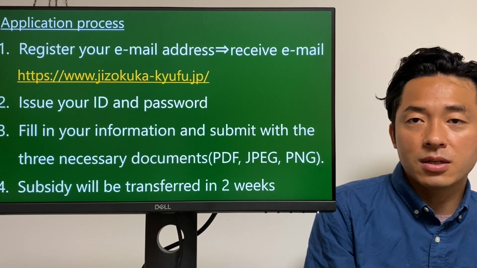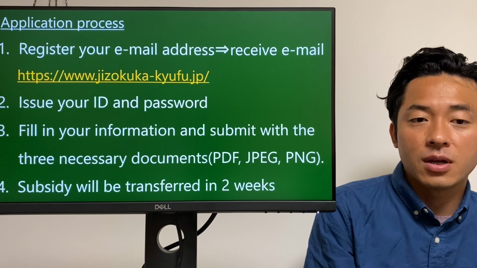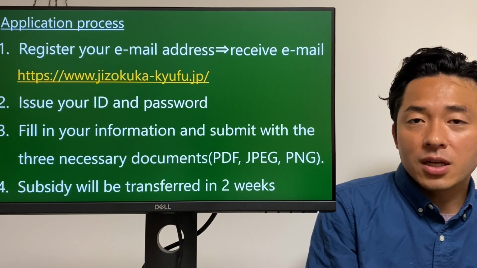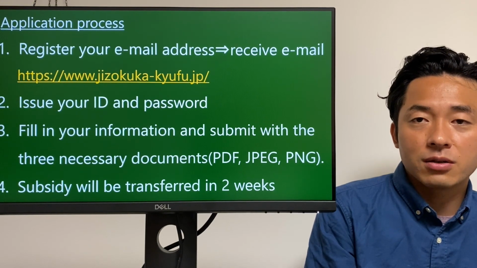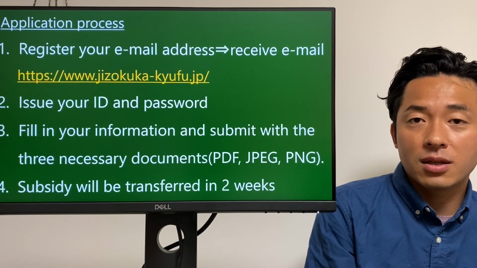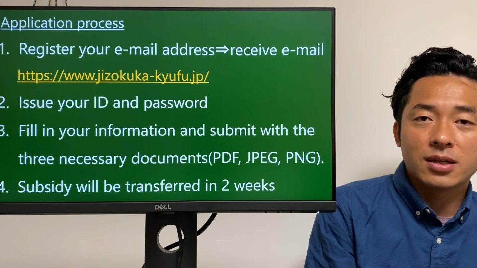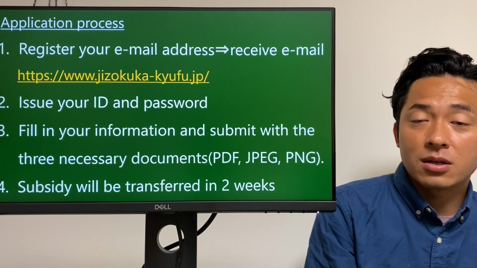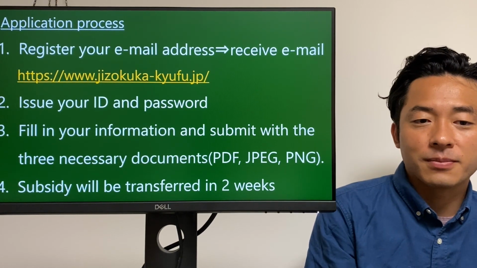After you submit it, they will check it and you will usually receive a result within 2 weeks from the application. And if there is any problem, they will send you an email to your registered address. Right now, the application for the subsidy is very crowded, so it is important to submit good documents with good manners and get a subsidy at once.